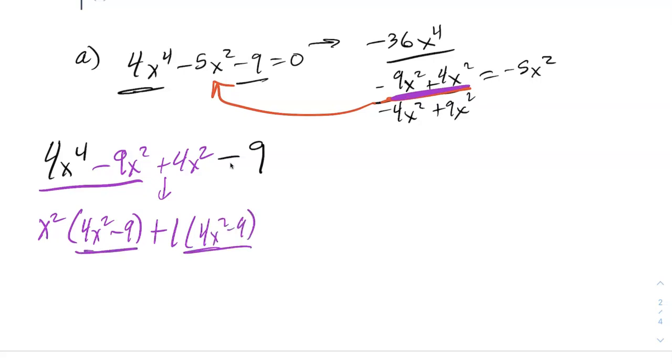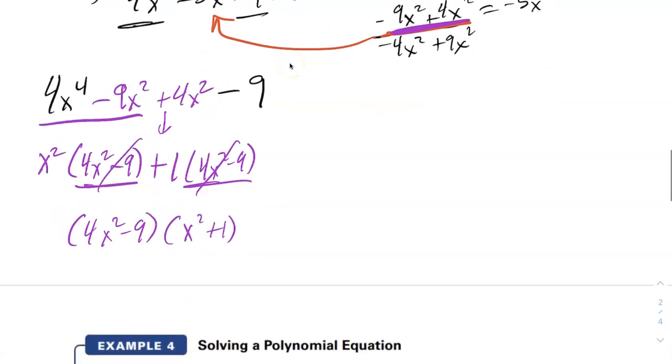These match. So we get 4x squared minus 9. Those are gone. And what's left over? x squared plus 1. So I get that. So I factor this thing completely, as far as I can. Almost. Don't forget it's equal to 0. So I almost forgot about that. And when I said almost, I just noticed this.